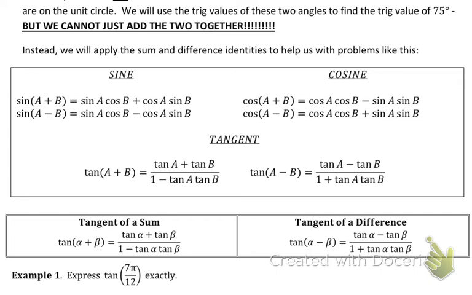Tangent, obviously the harder of the two. We take tangent of the first angle plus tangent of the second angle, all over 1 minus tangent of the first angle times tangent of the second angle.